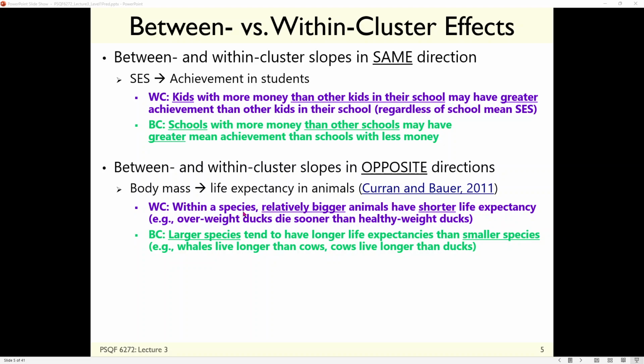So within a species, relatively bigger animals have a shorter life expectancy. So overweight ducks are going to die sooner than healthy weight ducks. Larger species, however, tend to have longer life expectancies than smaller species. So whales live longer than cows, and cows live longer than ducks. So is being bigger better? That's interesting. Right? Yeah.